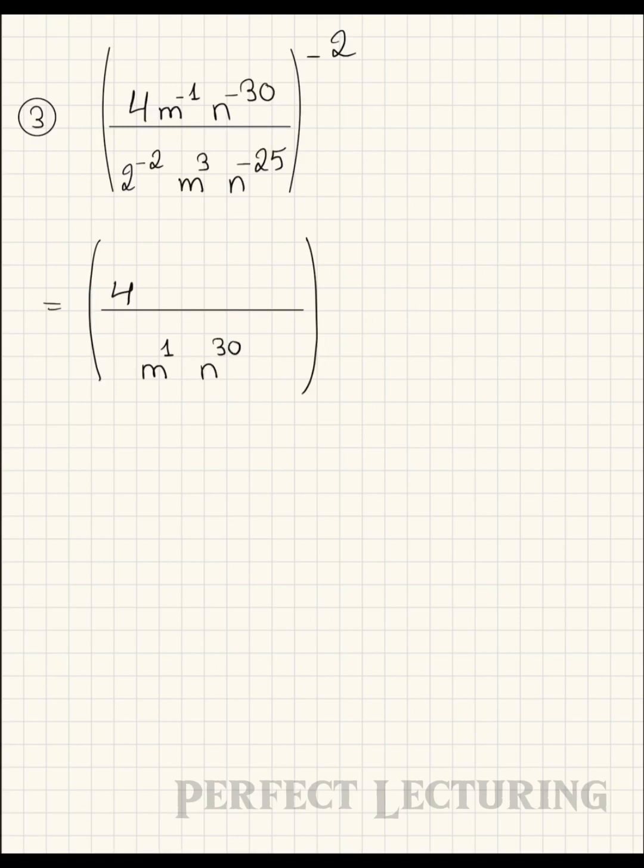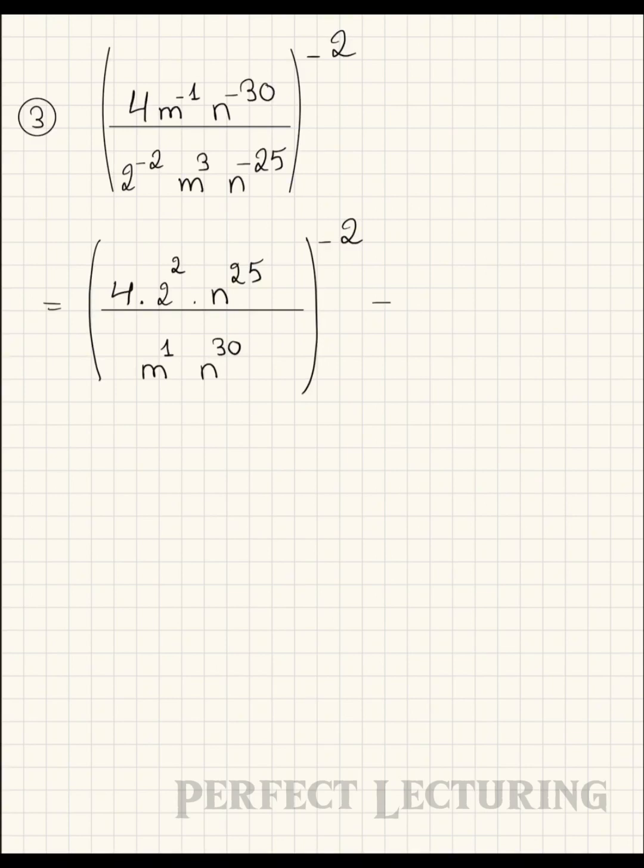What about the terms in the bottom? You have 2 to the power of negative 2, negative exponent, move it up. So it becomes 2 to the power of positive 2. N to the negative 25, I also move it up, so it becomes n to the power of 25. And of course, we cannot forget the negative 2. We're just neglecting it for the moment, but later I will distribute the negative 2 and continue the exercise.